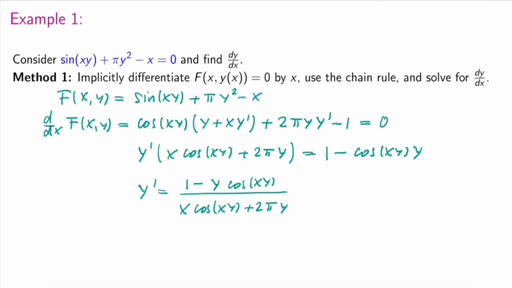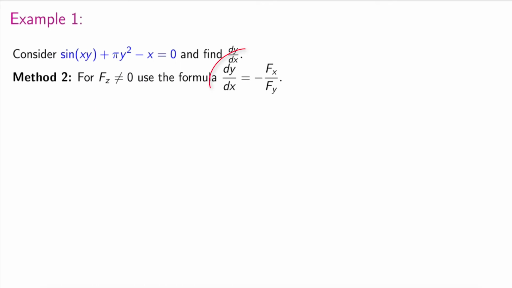Now let's try the other method, where we use the formula. In this case, dy by dx would be equal to minus Fx over Fy. Actually, here's a funny way to remember this. Just think crosswise. Here y is on top, so Fy goes to the bottom. And x is on the bottom, so Fx goes on the top. So think crosswise.